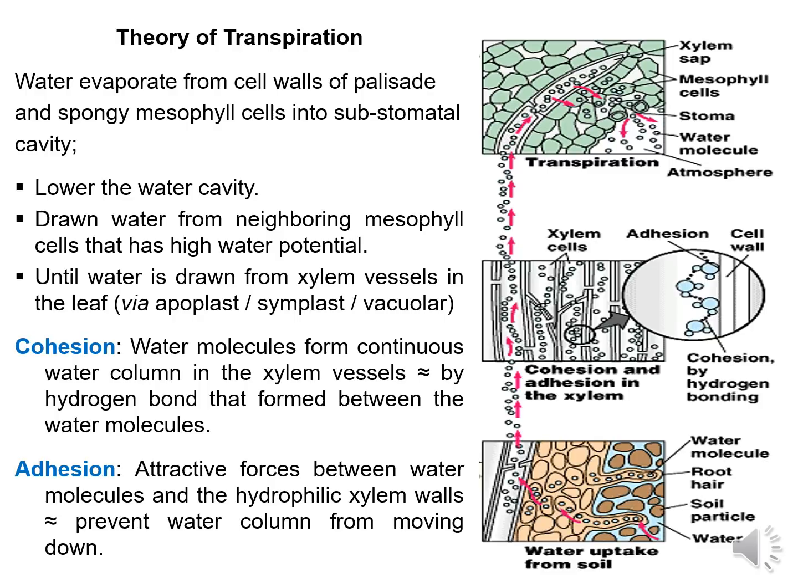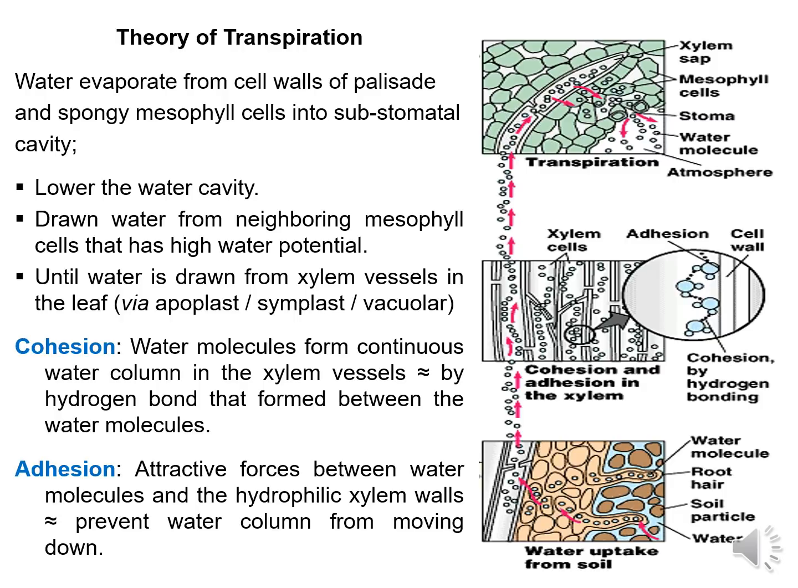Water evaporates from the cell wall of palisade and spongy mesophyll cells into the substomatal cavity. We are now focusing on the leaf structure because all of these, palisade, spongy mesophyll, and stomata, are located within the leaf organ. Now, water evaporates from the cell wall of palisade and spongy mesophyll cells into the substomatal cavity.